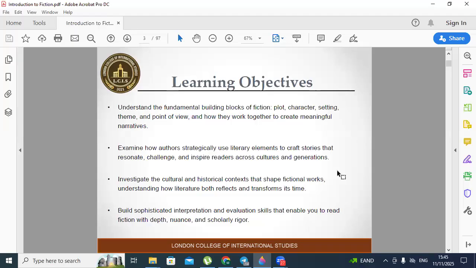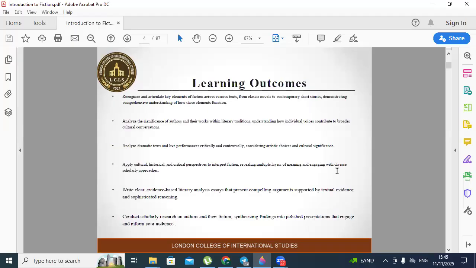Investigate the cultural and historical context that shapes fictional works. Understand how literature both reflects and transforms its time. Build sophisticated interpretation and evaluation skills that enable you to read fiction with depth, as a nuanced and scholarly reader.